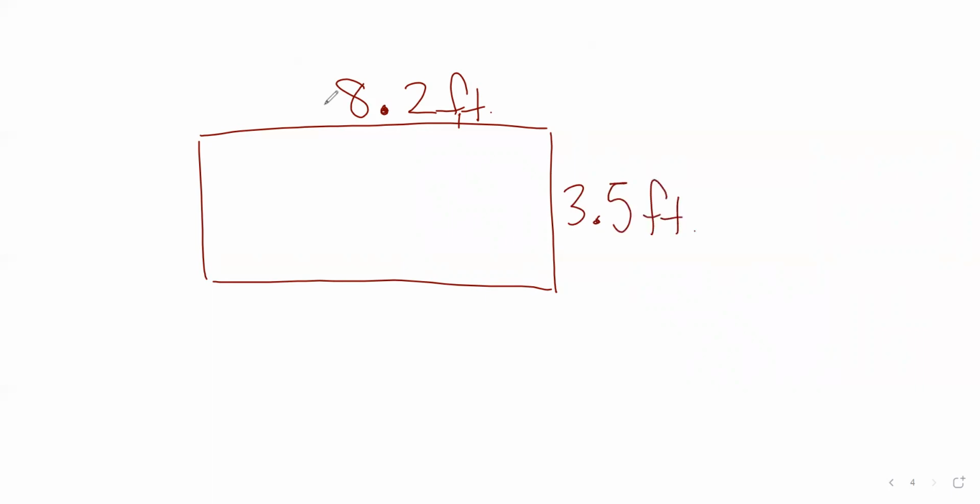Let's go here. This time, of course, you know me, I'll use some decimals. So let's say that this is 8 2/10 feet, I suppose. And this one is going to be 3 5/10, or 3.5. Okay. So again, what is our area?